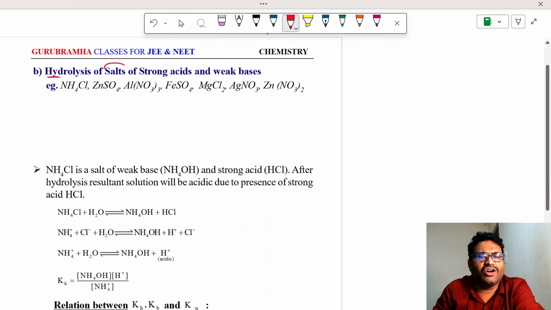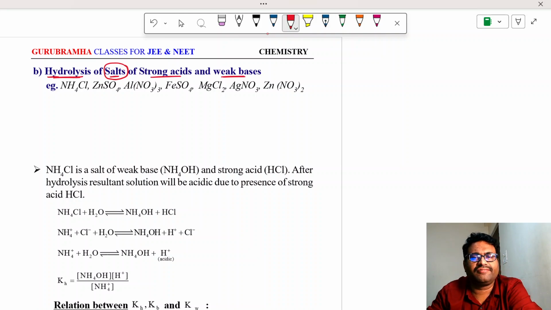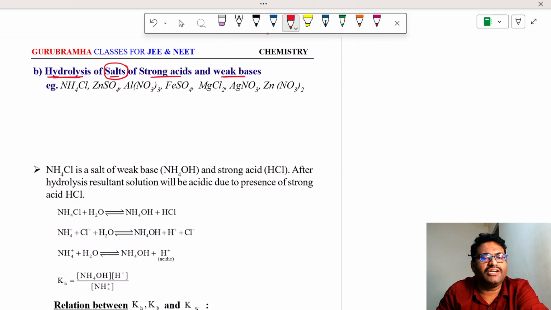Here is another salt. Hydrolysis of salts of strong acid and weak base. What is that? Strong acid and weak base. So a very famous one is NH4Cl. Let us take NH4Cl.